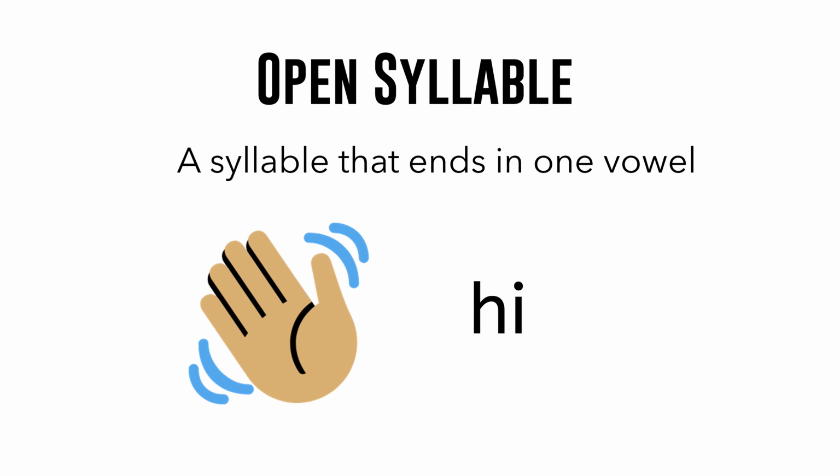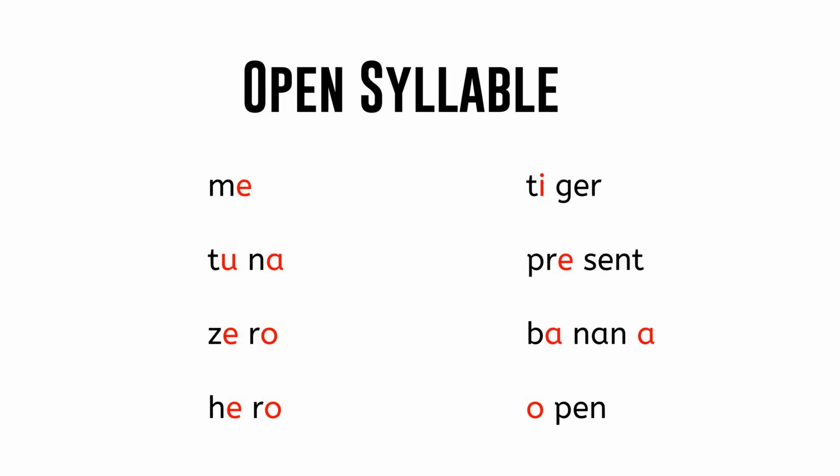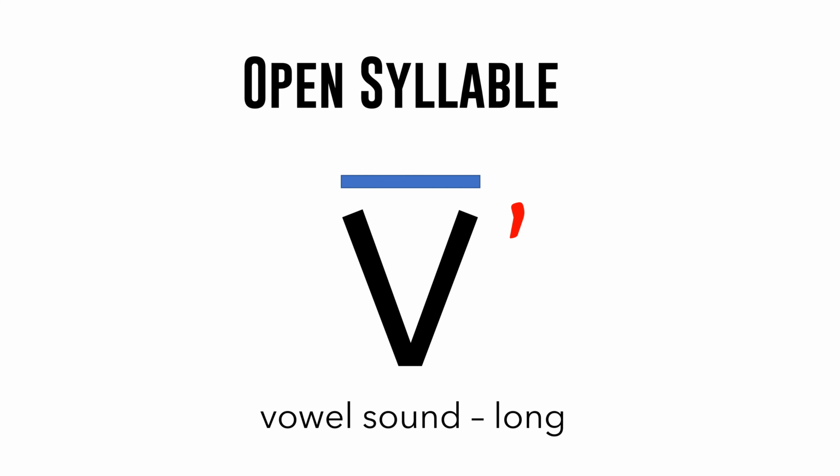An open syllable is a syllable that ends in one vowel. Just like with the closed syllables, open syllables can appear as a single word or a multisyllabic word. Notice how both syllables are open in these example words. However, open syllables can also appear in combination with other syllable types, just like in these examples. Take a look at these words. What do you notice about the vowel sounds in open syllables? If you said the vowel sound is long, you're correct.